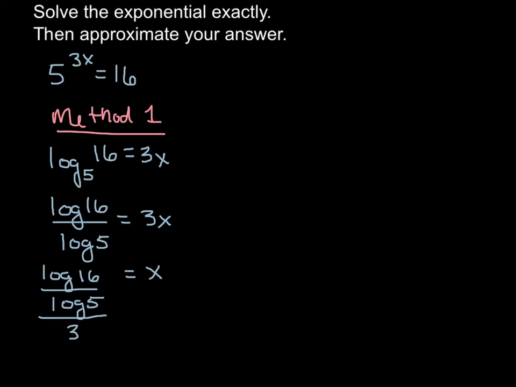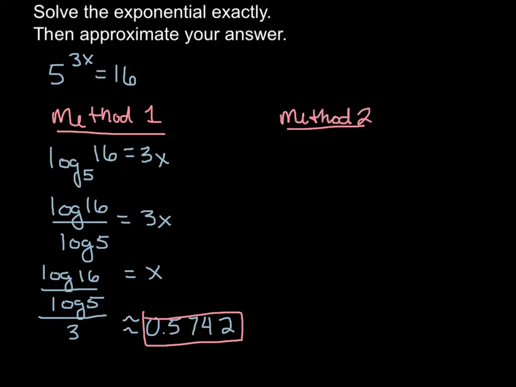But if we wanted to approximate, we would type it in the calculator. We would just do log of 16, close your parentheses, divided by log of 5, close your parentheses, then divide by 3. And you should get approximately 0.5742. I usually go to 4 decimal places just because that's a good number. So that is our answer for method 1.